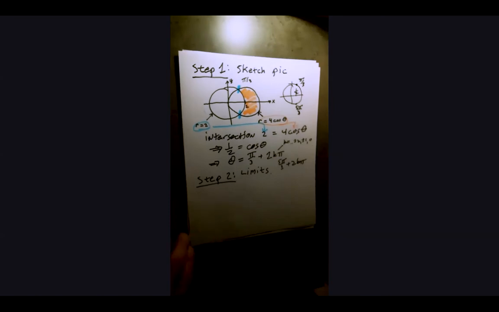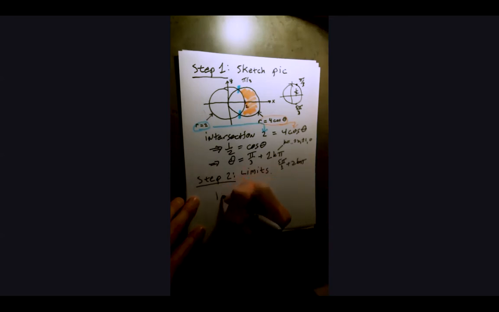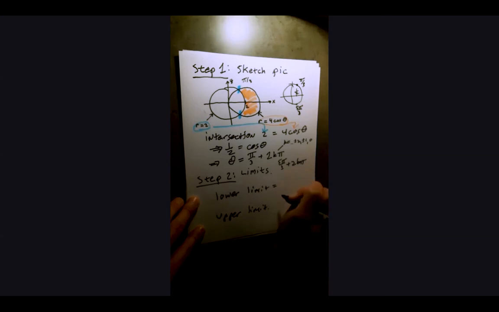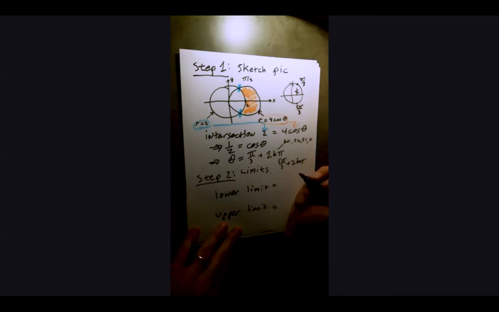Okay, so what are our limits of integration? What's our lower limit, what's our upper limit? There's a little bit of a subtlety here. The lower will be pi over 3. So let's try it. Write in pencil, don't write in Sharpie, just a pro tip. So pi over 3, and then our upper limit? 5 pi over 3. So let's see what happens.